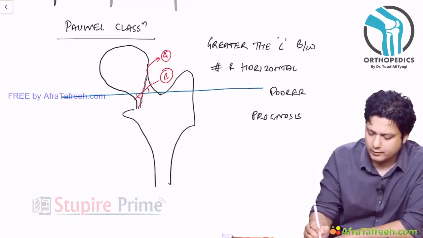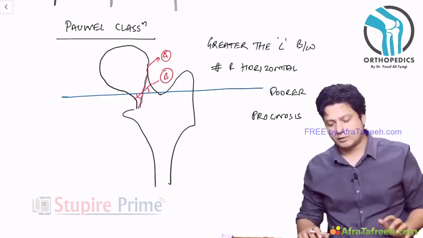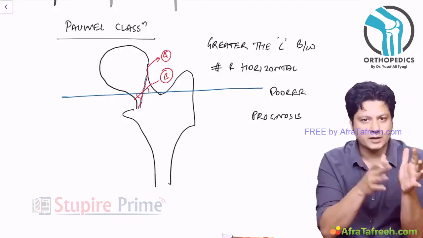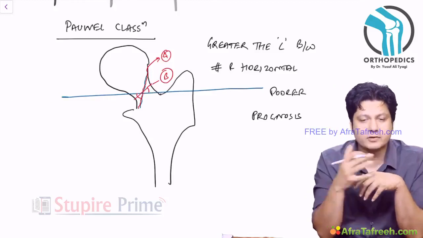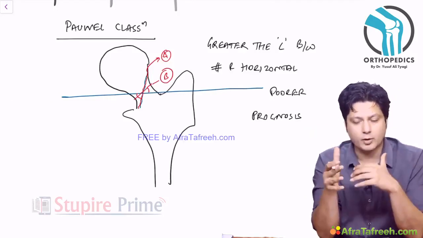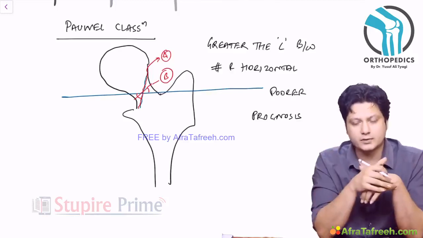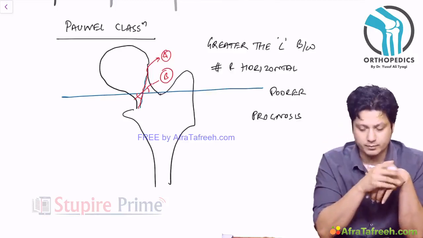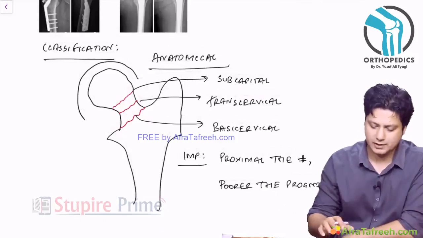When you study this Powell's classification from the book, it will be written as 30, 50 and 70 degrees. These are just reference values: the greater the angle, that means a 70 degree angle will have poorer prognosis, higher chances of non-union as well as avascular necrosis of the head of the femur. So that is about the Powell's classification.